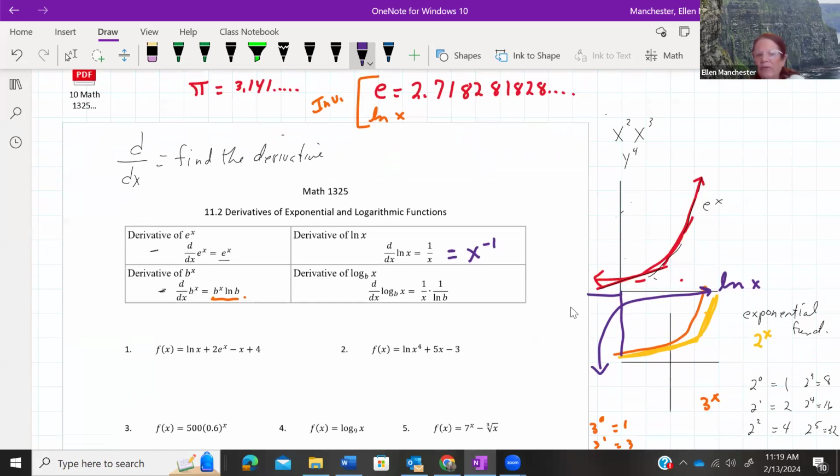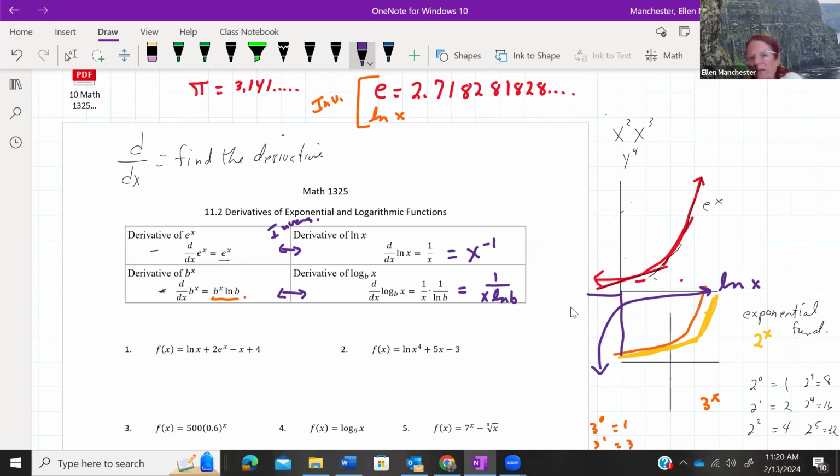And then the last one is a log. So remember, a log is just the opposite. These are opposites, and these are opposites. These are called inverse operations. This e to the x to ln and b raised to the x and log base b of x. These are inverse operations. So the derivative of log base b of x is 1 over x times 1 over ln of whatever that base is. The other way to write this is 1 over x ln of whatever the base is.